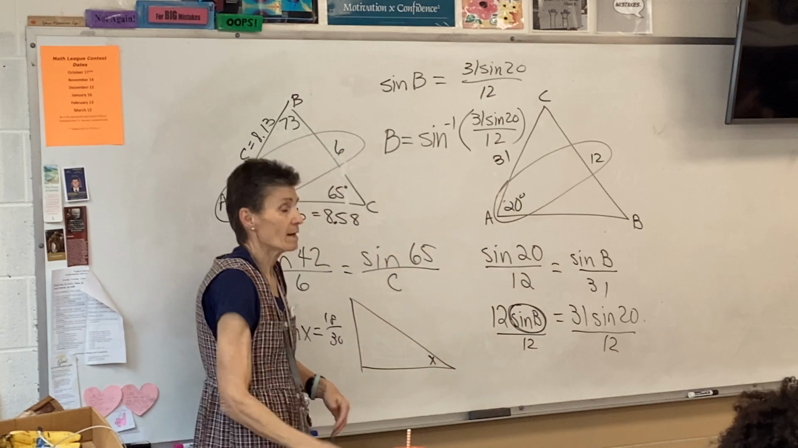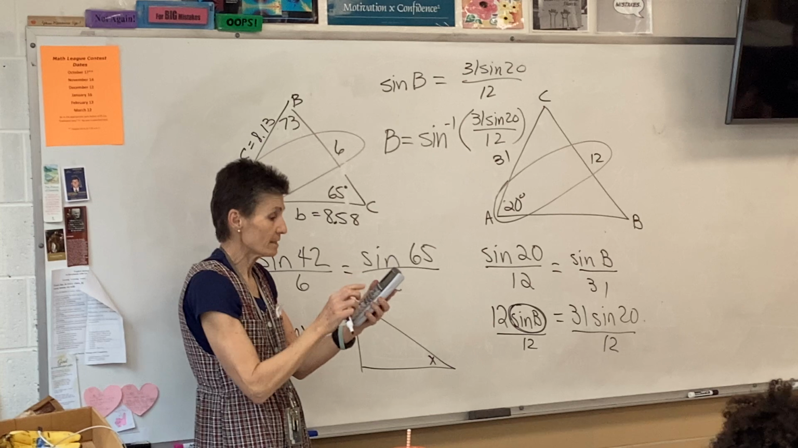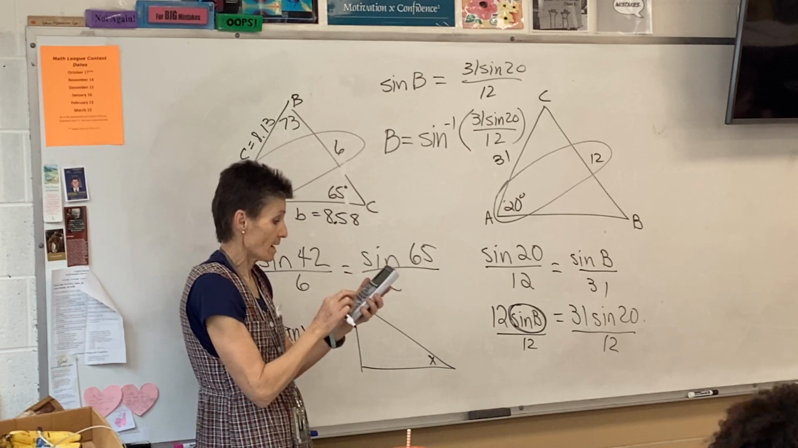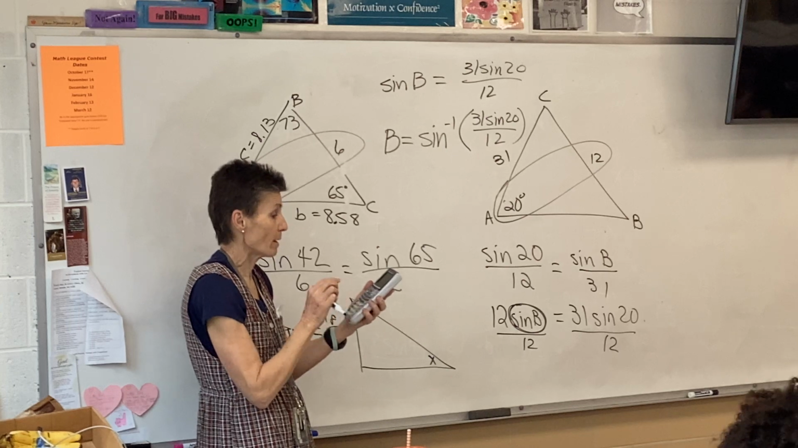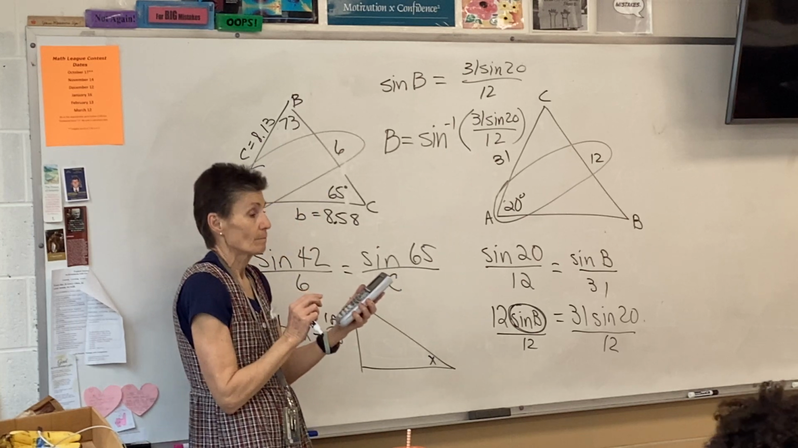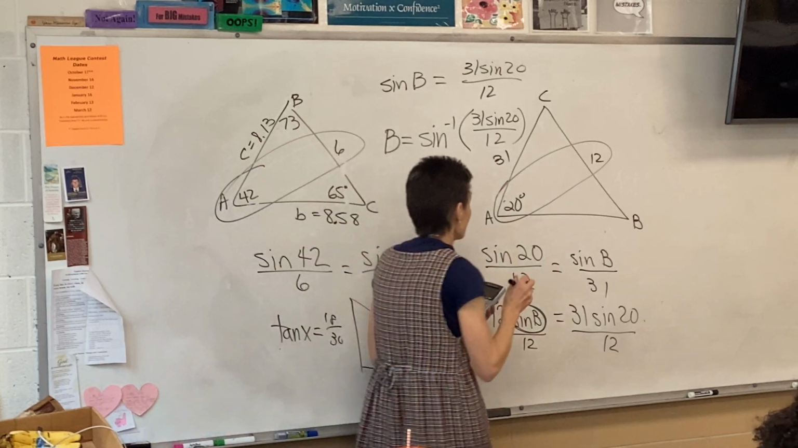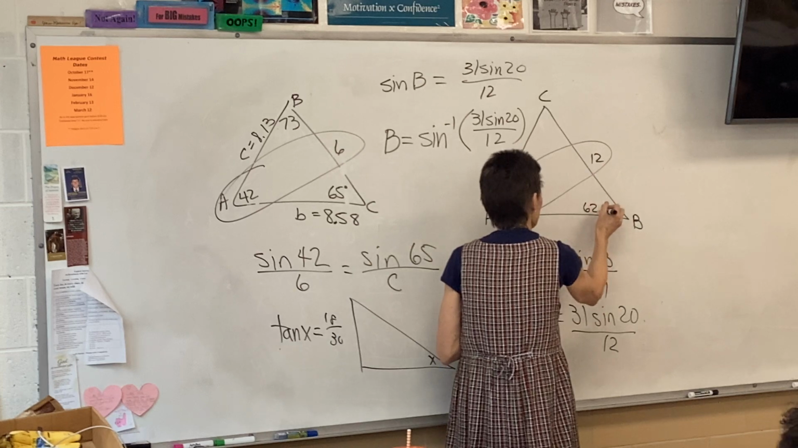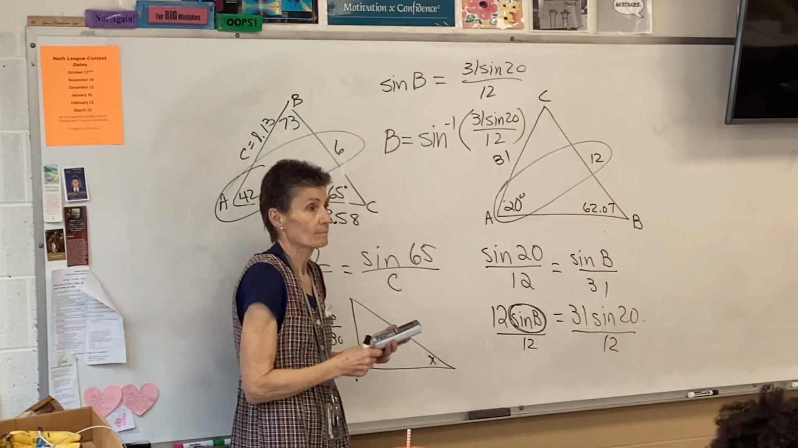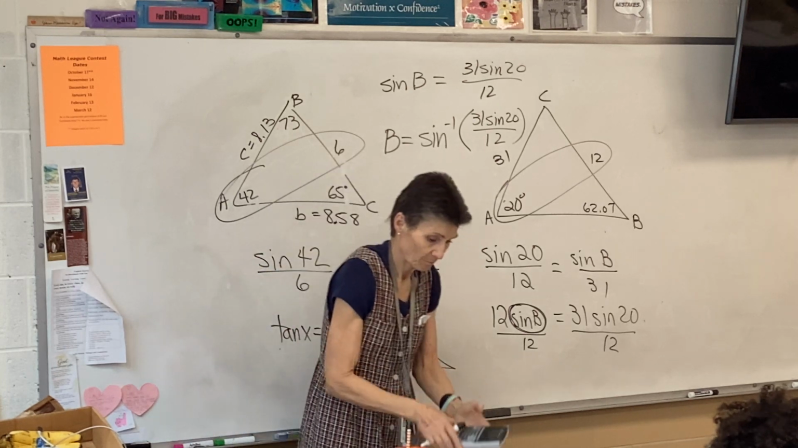Now, again, no panic. The calculator does it all. Second sine, 31 sine 20, close parentheses, divided by 12. Tell me what you got. 62, that was B, 62.07 degrees. Is that what you got? All right.